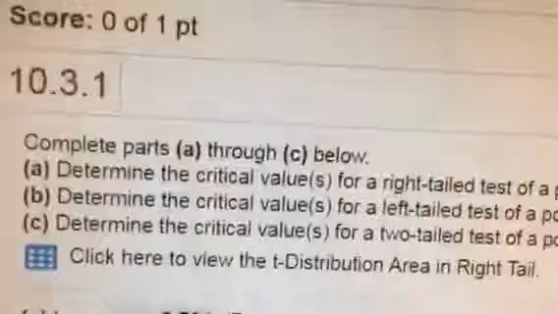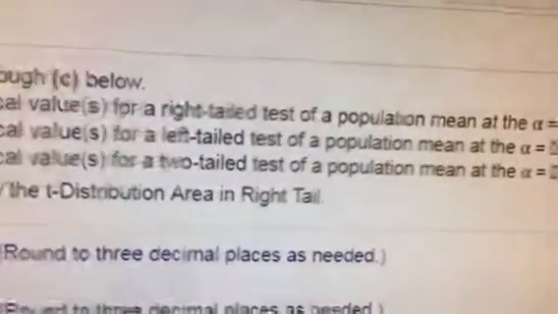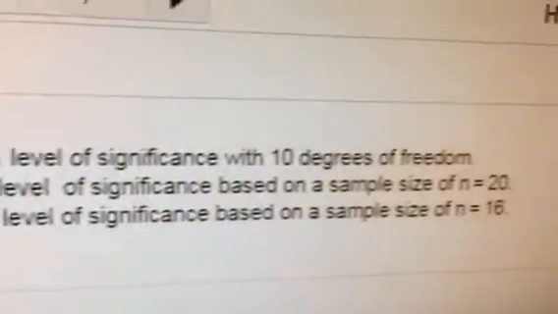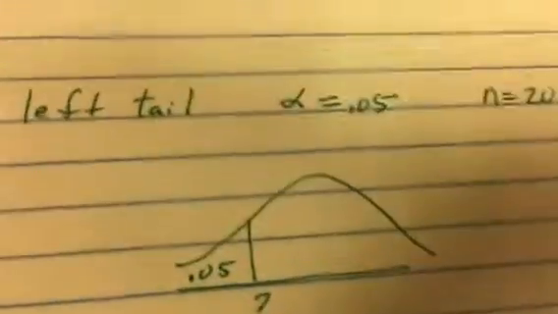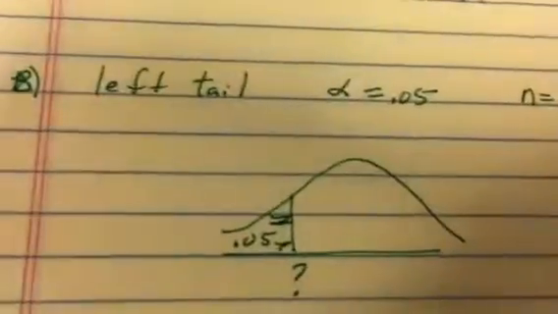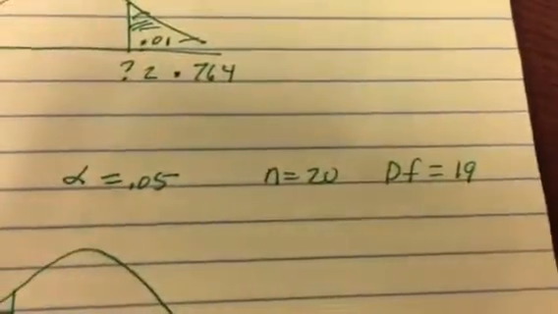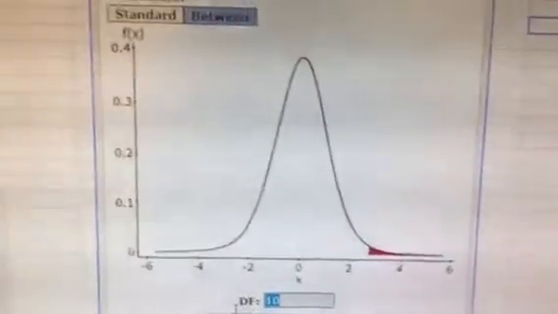Now part B says determine the critical value with a left tail test of a population mean. Alpha is 0.05, level of significance. Notice it says based on a sample of size 20. So in this problem, notice left tail, we're going to shade on this side. N is 20, so our degrees of freedom is n-1. We'll use 19. So our degrees of freedom is 19.